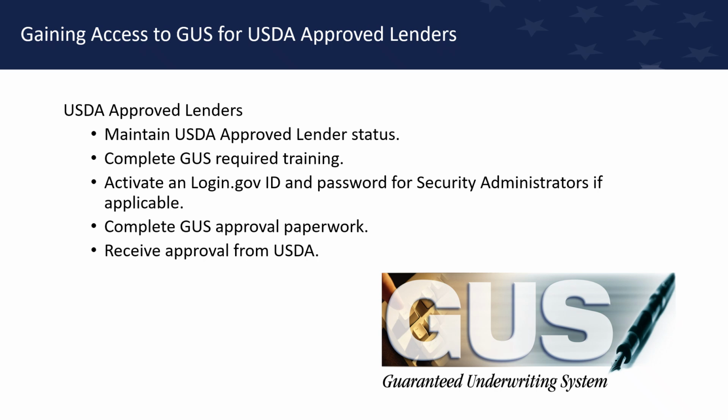Let's discuss how to gain access to GUS for current USDA approved lenders. First, the approved lender must maintain their USDA approved lender status with the agency. All required parties that will access GUS must complete all applicable GUS training modules. The security administrators must activate Login.gov IDs and passwords. The lender must complete the required GUS approval paperwork. Finally, the lender will submit all required paperwork and evidence of training completion to USDA for review and approval.